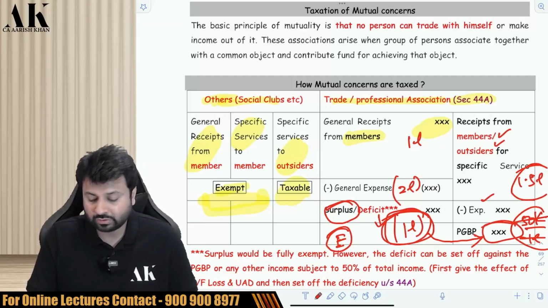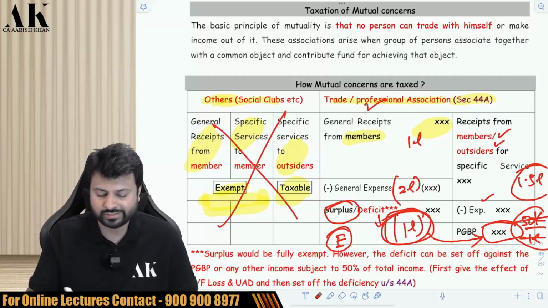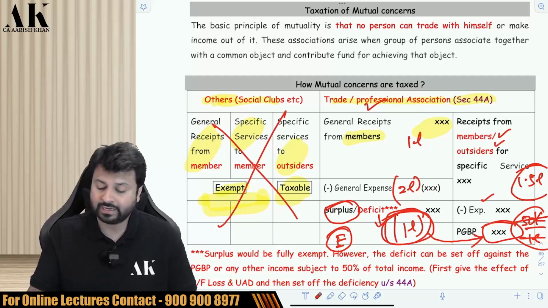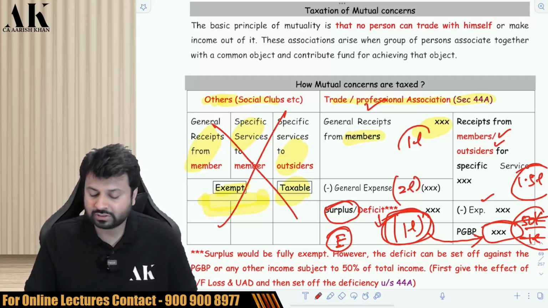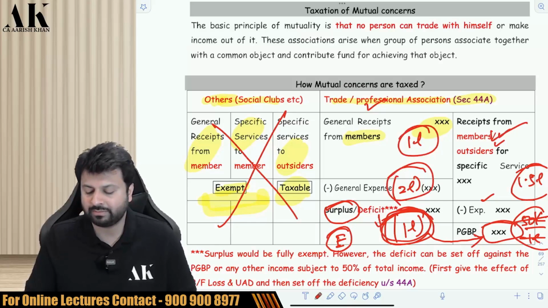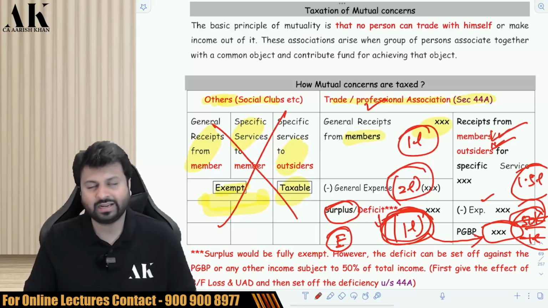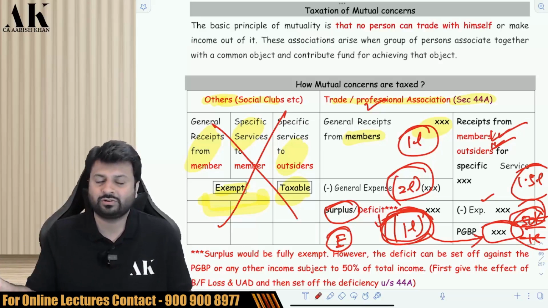Pay attention. The question can come on trade and professional association. The Institute doesn't ask any question on this. They can ask you a question on this, whereby they will give you general receipt from member, general expenses, then there is a loss, and then general receipts from members and outsiders. This will be profit and so on. We have done some questions based on this in classroom also.